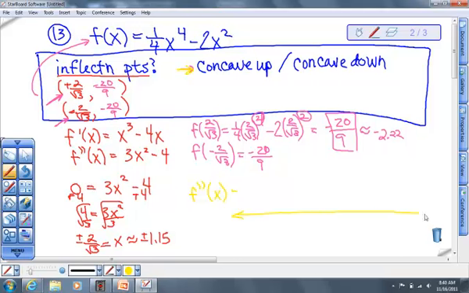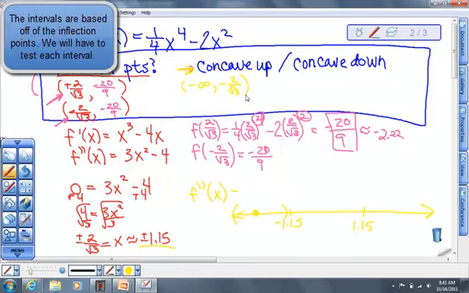So here what I have, this is where I'm going to use my estimated values. These are the inflection points, those key points that we just found. So I'm going to test points on this number line. In this interval right here, we're looking at the interval from negative infinity up until negative 2 over the square root of 3. And that is either going to have a negative or positive second derivative value. If it's negative, it's concave down. If it's positive, it's concave up.